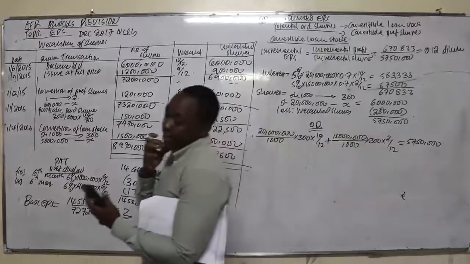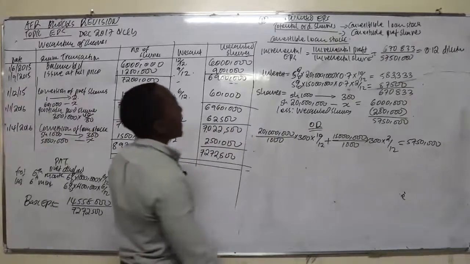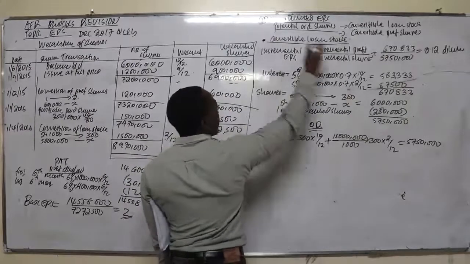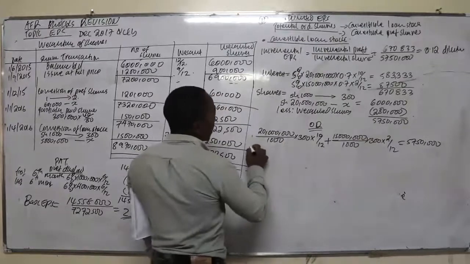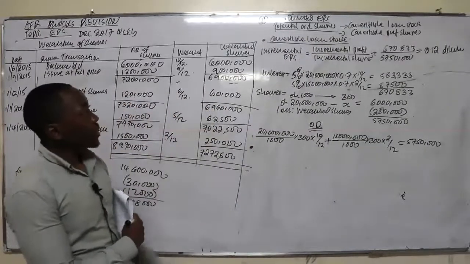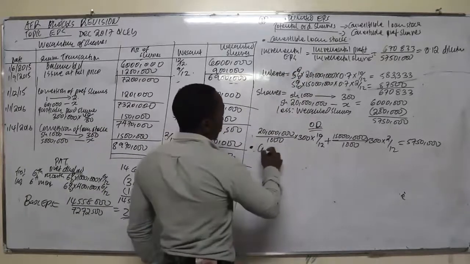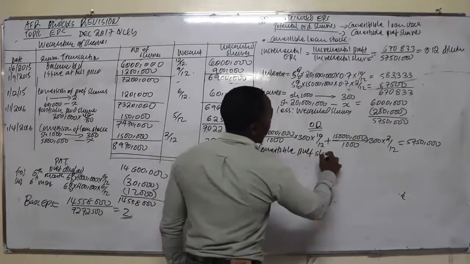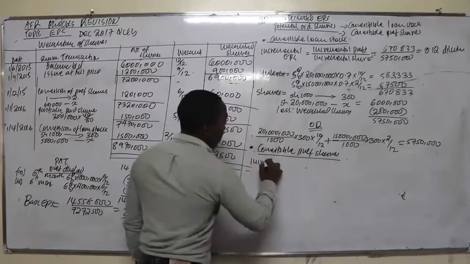So that is one potential ordinary share. Good. Let's go to the other potential ordinary share. That was the convertible loan stock. Now we go to convertible preference shares. We compute incremental EPS.